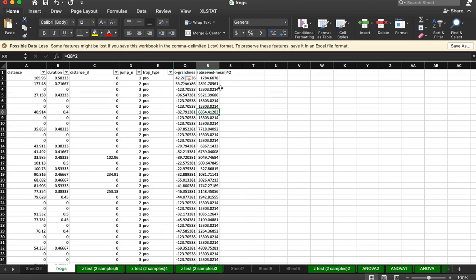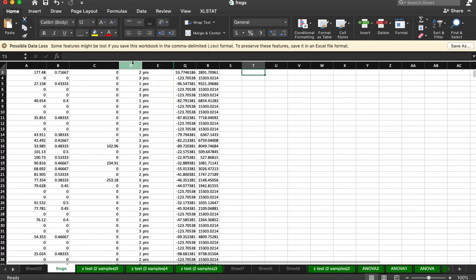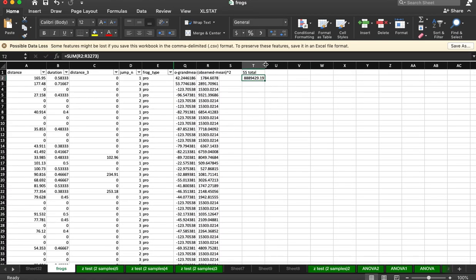Okay, so now I need the sum of squares total, which is equal to the sum of these. This number.